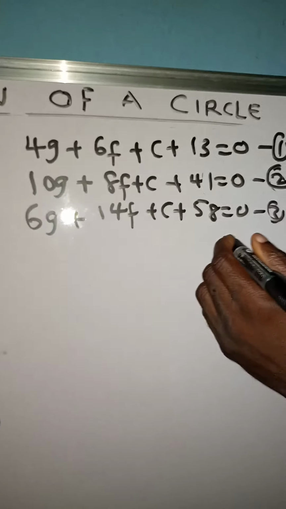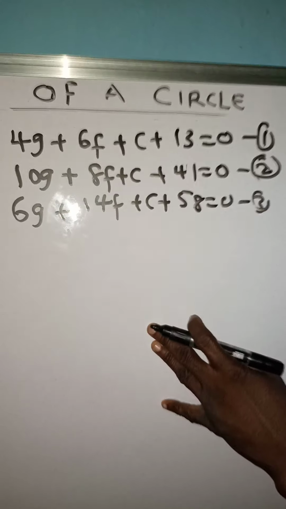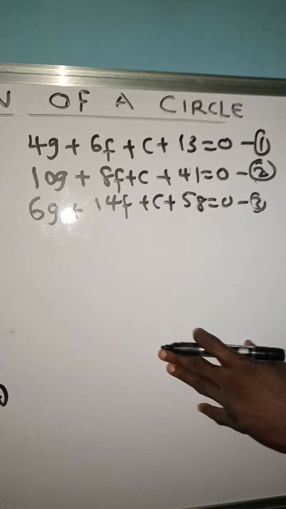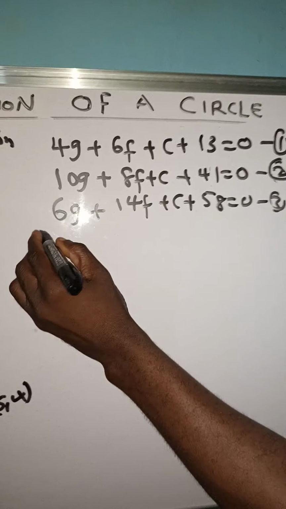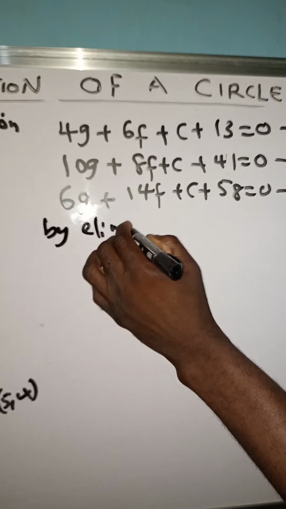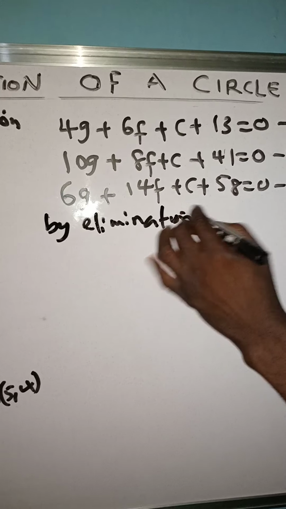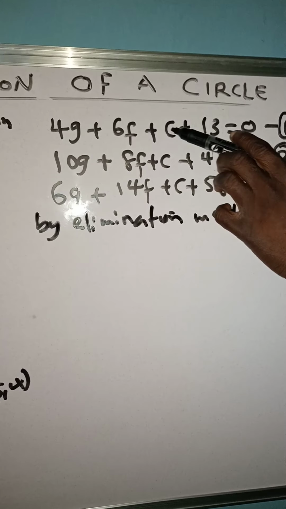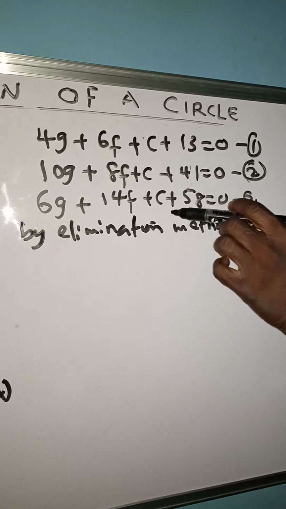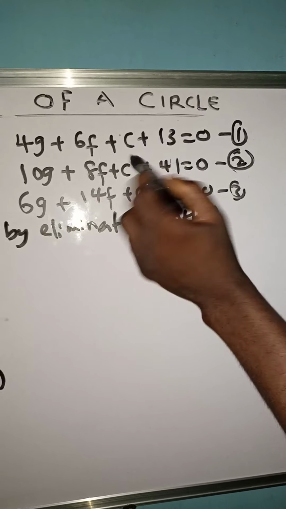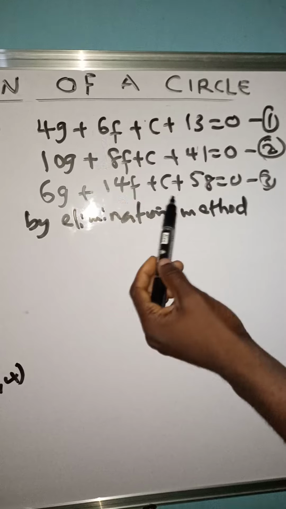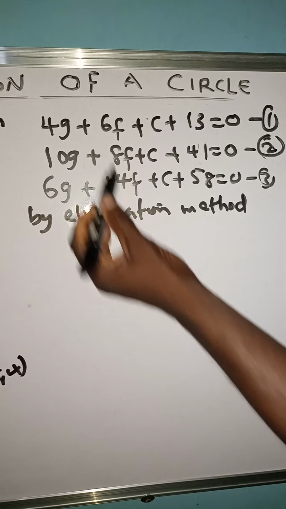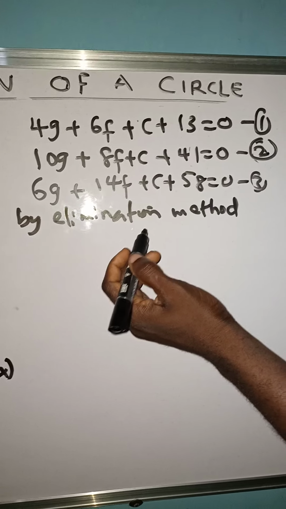So we now have 3 simultaneous equations. You can solve with your matrices, but I'll be solving by the normal elimination method. Why am I using elimination method and not substitution method? The coefficient of c is 1, 1, 1. So I want to eliminate c. This is 3 unknowns in 3 equations, so I can easily eliminate c and have 2 unknowns, that's g and f.